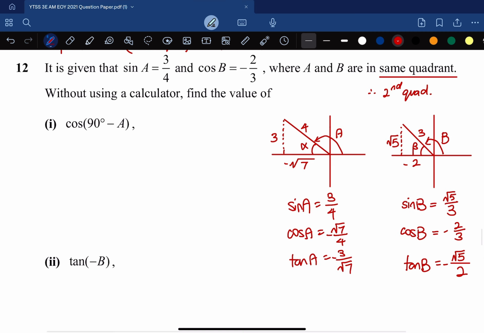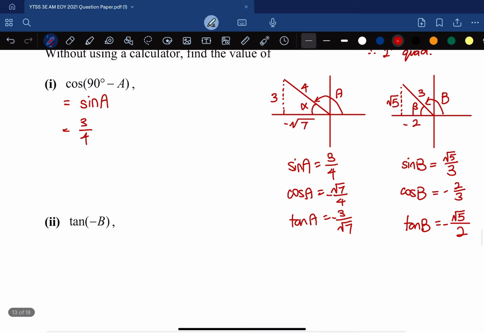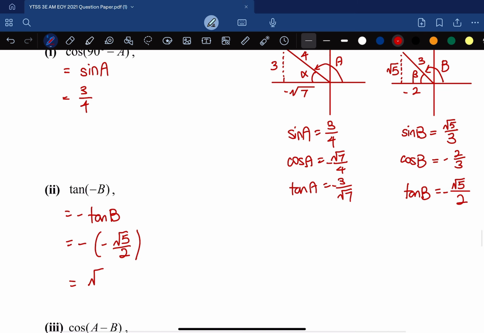We know that cosine of 90 minus A is simply equal to sine A, and sine A is equal to 3 over 4. This is for part 1. Part 2, tangent of negative B is equal to negative tangent B, and therefore this is equal to negative root 5 over negative 2, which will give me root 5 over 2.